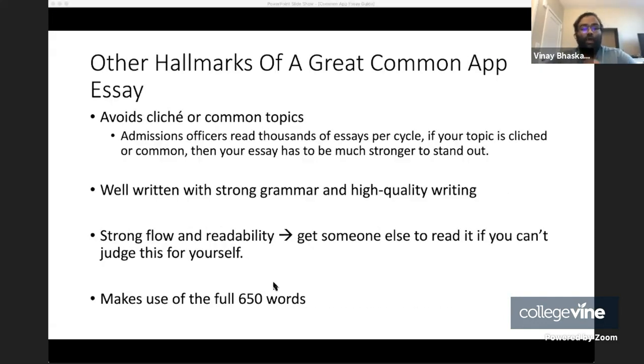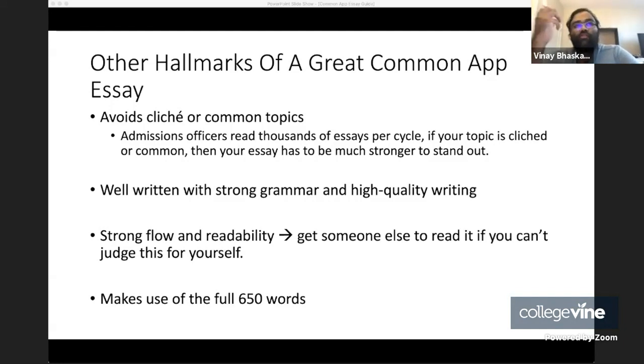Awesome. Now, let's circle back to some of the other hallmarks of a great Common App essay. Beyond that personal connection, the personal element, right? There's a couple other things that go well with a great Common App essay. First of all, it avoids cliched or common topics, right?